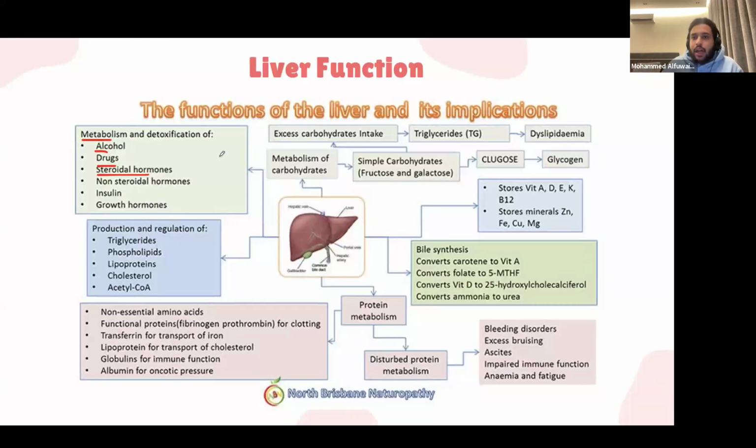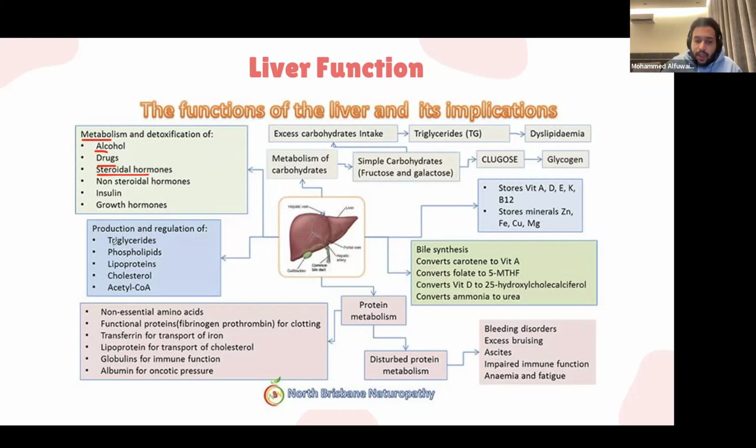Other than that, it can cause also these red spots on the chest, which are called spider angiomas. It can cause decreased hair, especially in the chest area. And that's pretty much the most important signs of high estrogen in liver disease, okay?